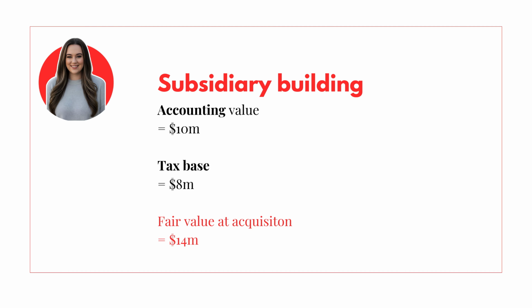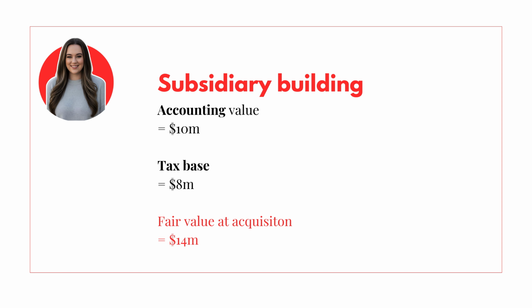So let's have a look at an example step by step. Let's say before the acquisition, the subsidiary had a building. In the subsidiary's own accounts, the accounting carrying value is, say, 10 million. Now, from previous experience, the tax base the tax authority set was 8 million because tax depreciation rules are different. So we've got an accounting carrying value of 10 million, a tax base of 8 million, that creates a temporary difference of 2 million. Now, the subsidiary may have already recognised deferred tax on that difference.